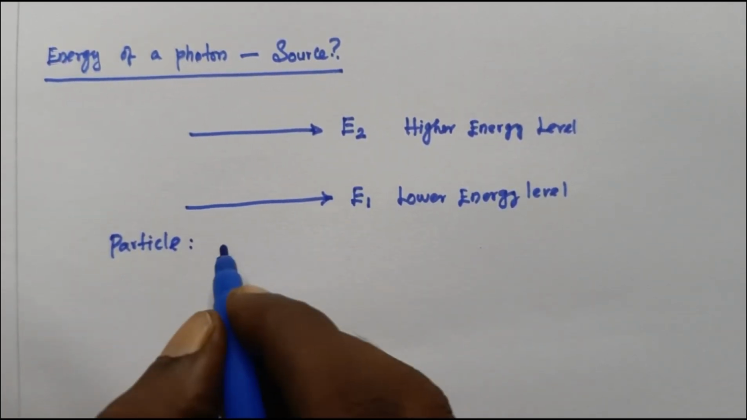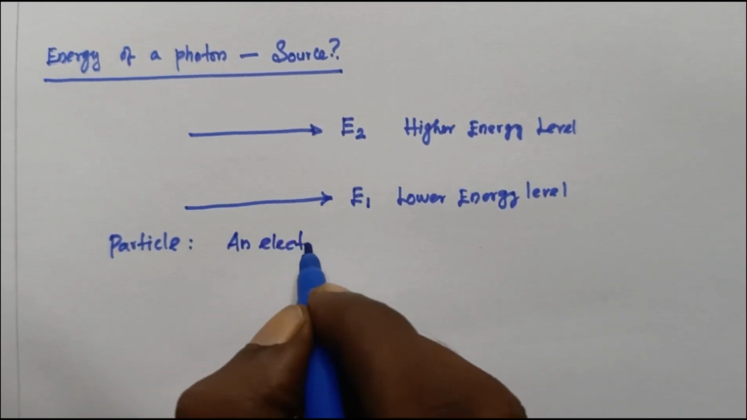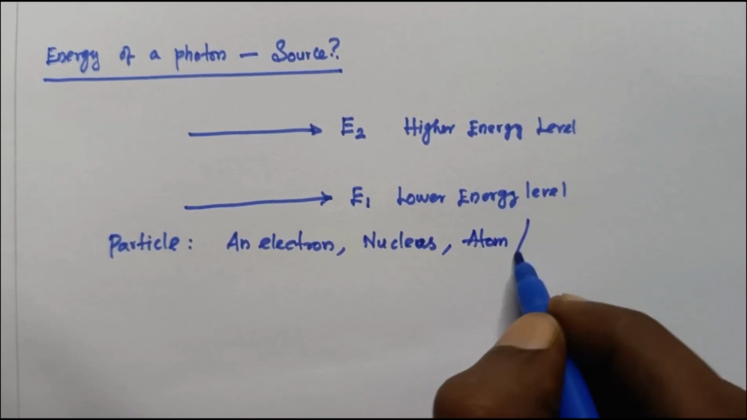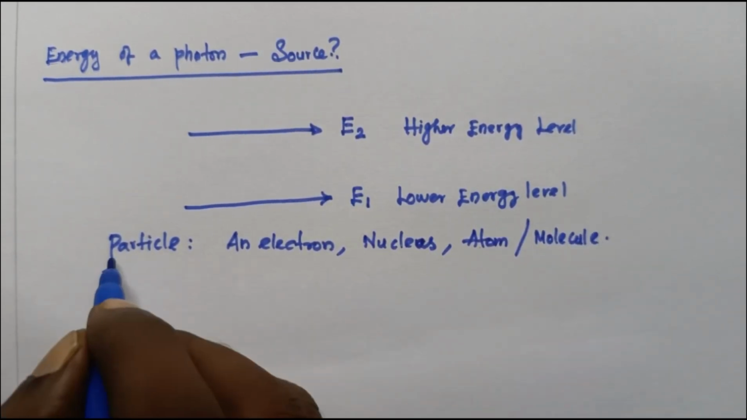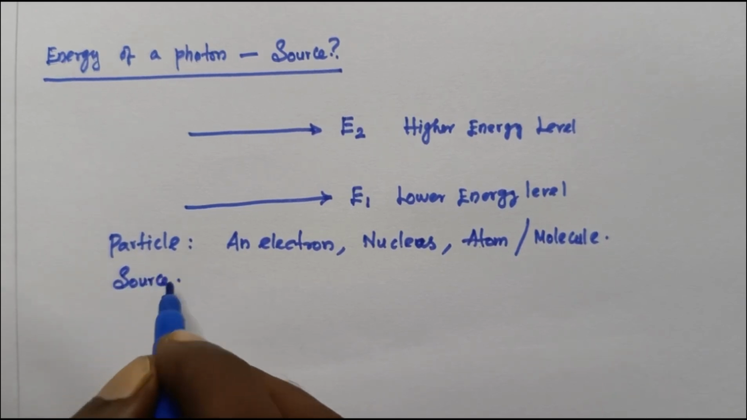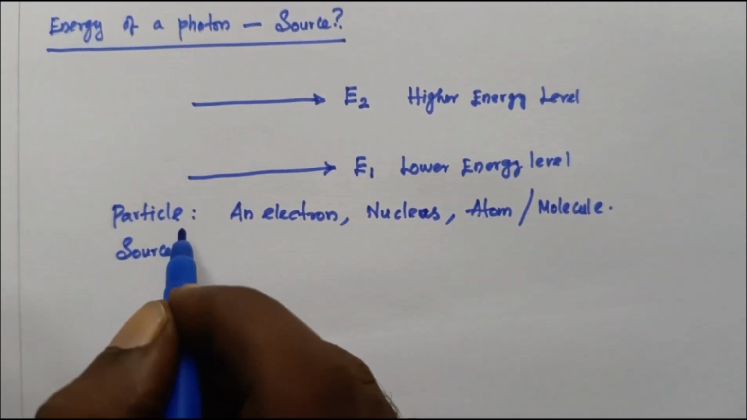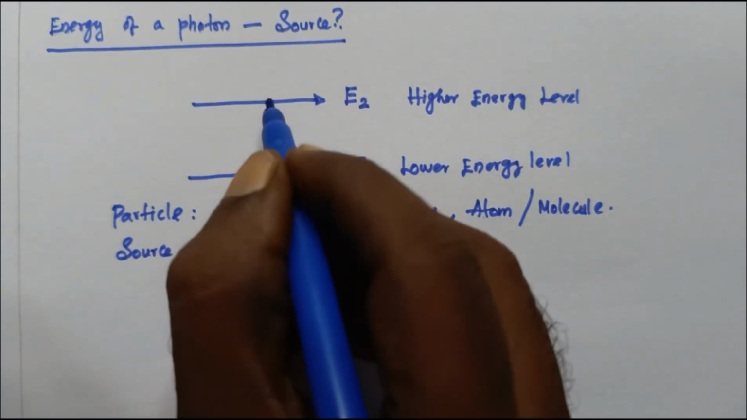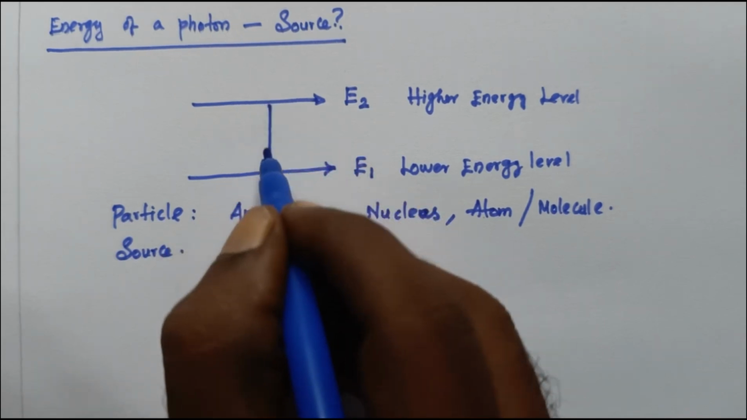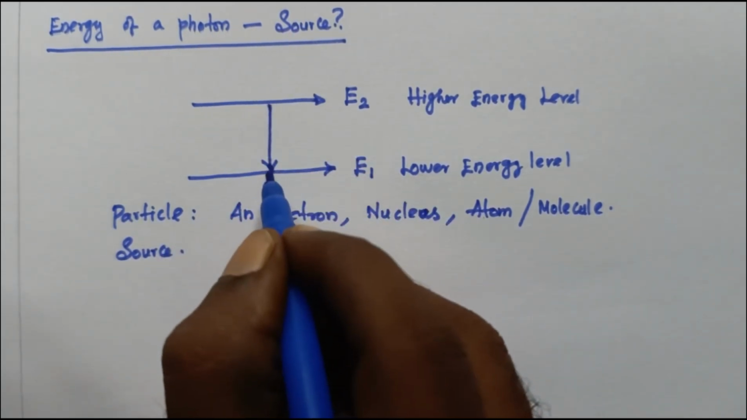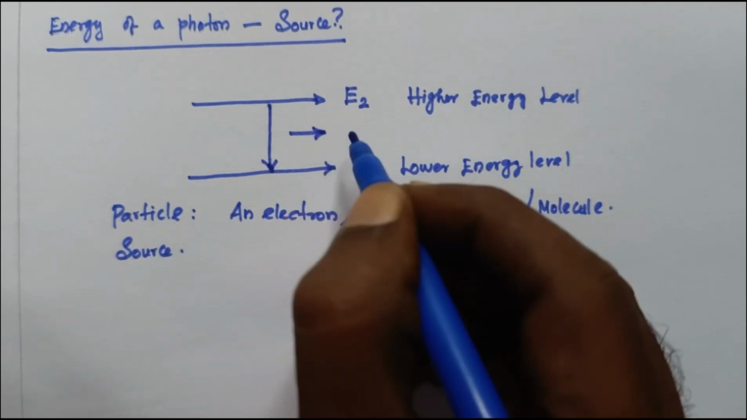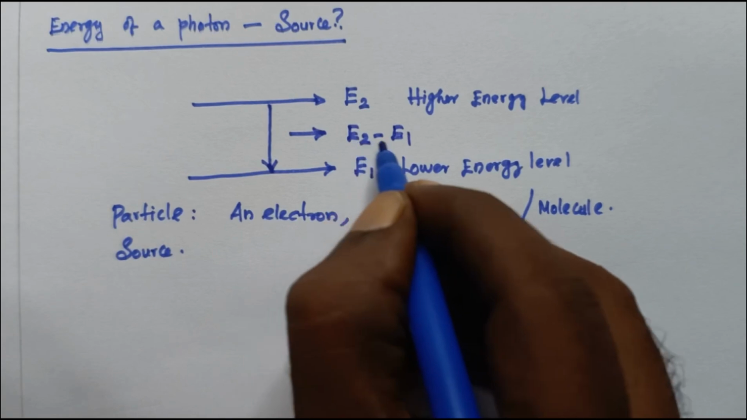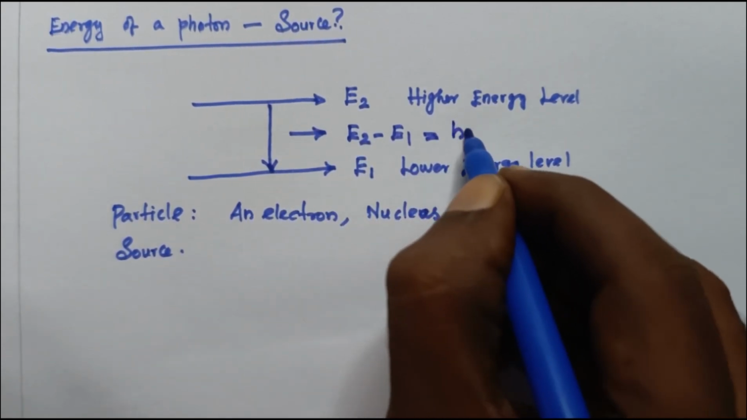Here the word particle means it can be an electron or a nucleus or atom or molecule. The particle is in the source. Suppose the particle is making a transition from higher energy level to lower energy level. That is, the particle is moving from higher energy to lower energy. The difference in this energy is emitted and it is known as photon. So the difference between these two energy is E2 minus E1. This is emitted as a photon.